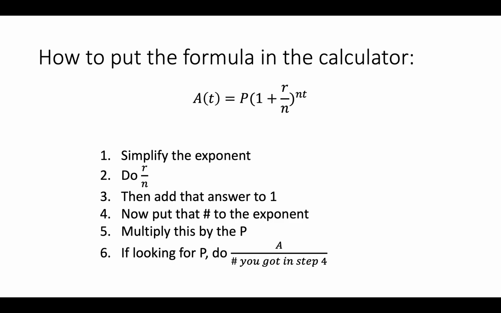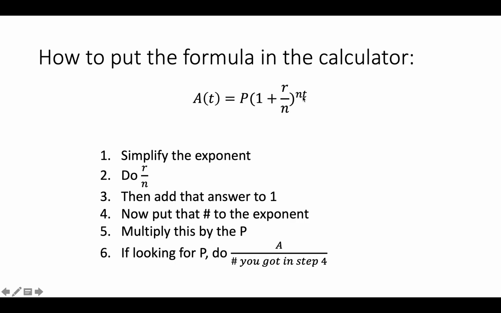Assume that your N, when I tell you something's daily, is 365. Now the next thing I noticed is that some of you were getting confused on how to put the formula into your calculator. My biggest piece of advice is not to put it all in at once. Break it up. This is the order that I do it. My first step is to simplify the exponent. When everything is filled out, I multiply it out and rewrite the entire equation again with the exponent multiplied out.